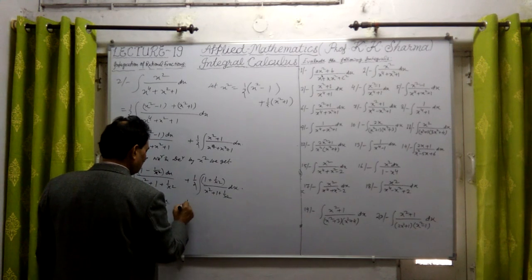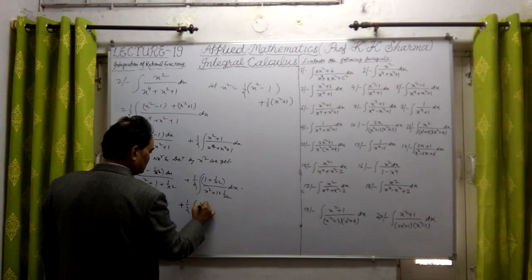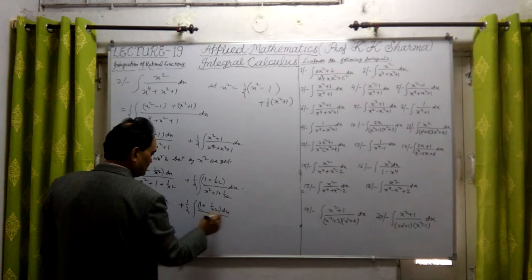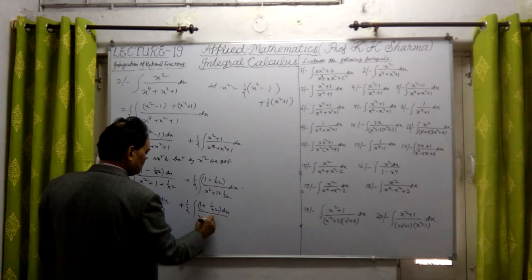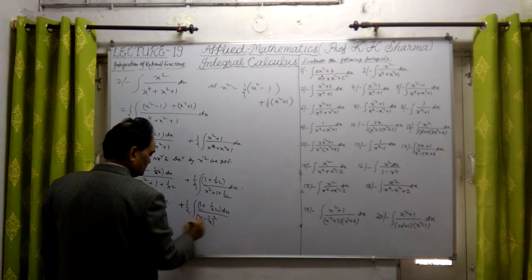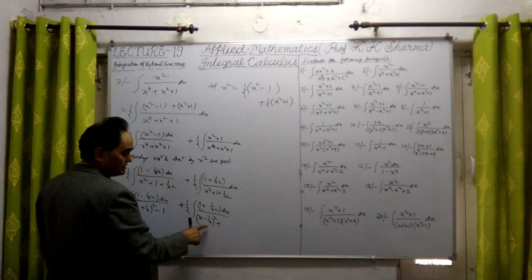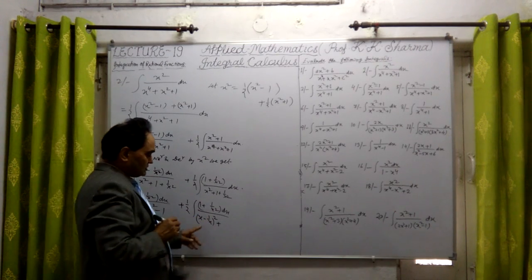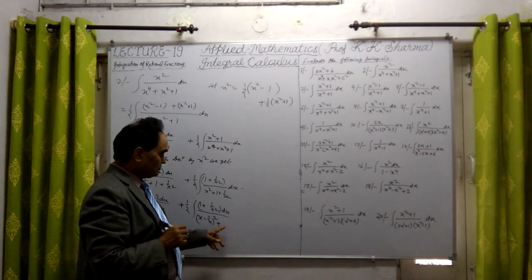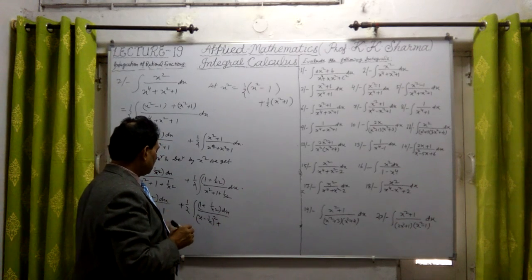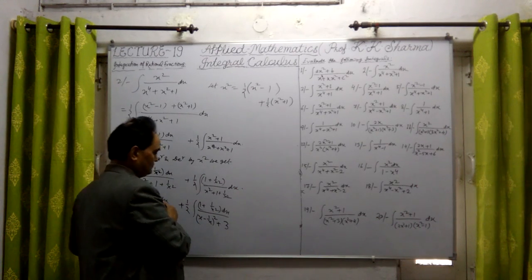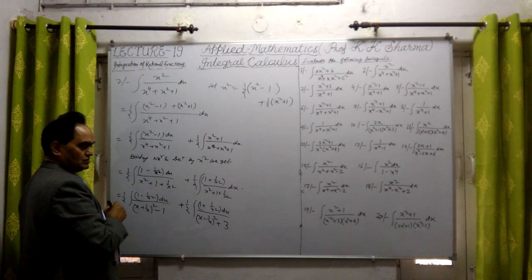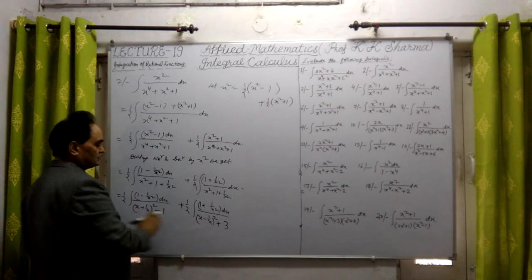So the second integral becomes ∫(1 + 1/x²) dx divided by (x − 1/x)². Here minus 2 is obtained because twice a into b, that is 2 times x times 1/x, gives 2, so minus 2 will be there. To remove that minus 2, we add 2, and this plus 1 is 3. So this whole equation is converted like this.